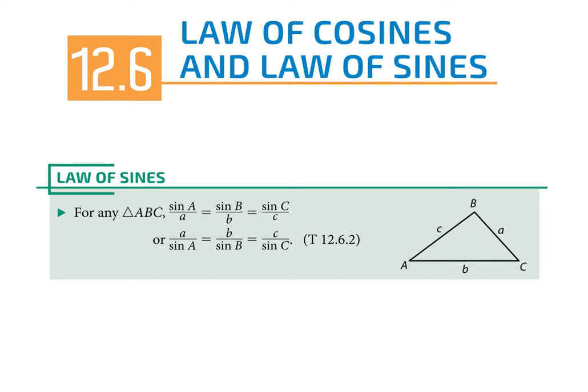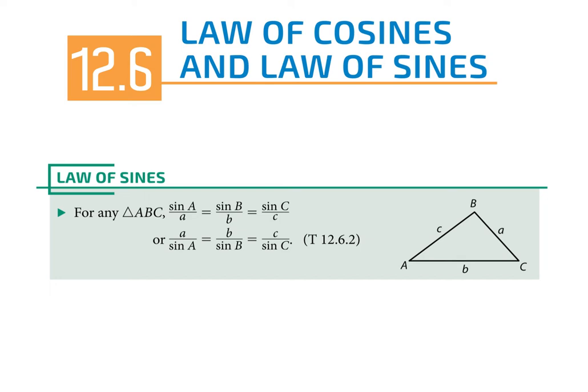What they found is there is a relationship between the sine of these angles and the opposite side. They create an equivalent ratio. The sine of A divided by the side length across from it will be the same exact ratio for the sine of B divided by the side across from B, and the sine of C divided by the side across from C, in any triangle, not necessarily a right triangle.